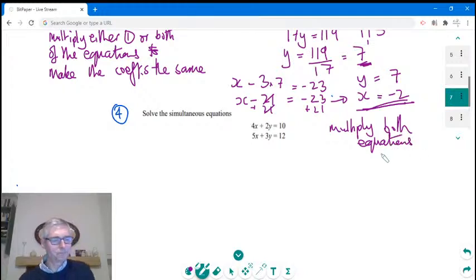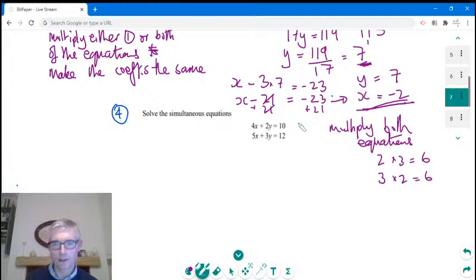So what I'm going to do is try and make the coefficient of the y the same. We can see the coefficient on the first equation is 2, and the coefficient on the second equation is 3. So I'm looking for a common multiple of these two numbers. If I times the 2 by 3, I will get 6. And if I times the 3 by 2, I would also get 6. So that means what I need to do is times the top equation by 3 and times the bottom equation by 2.